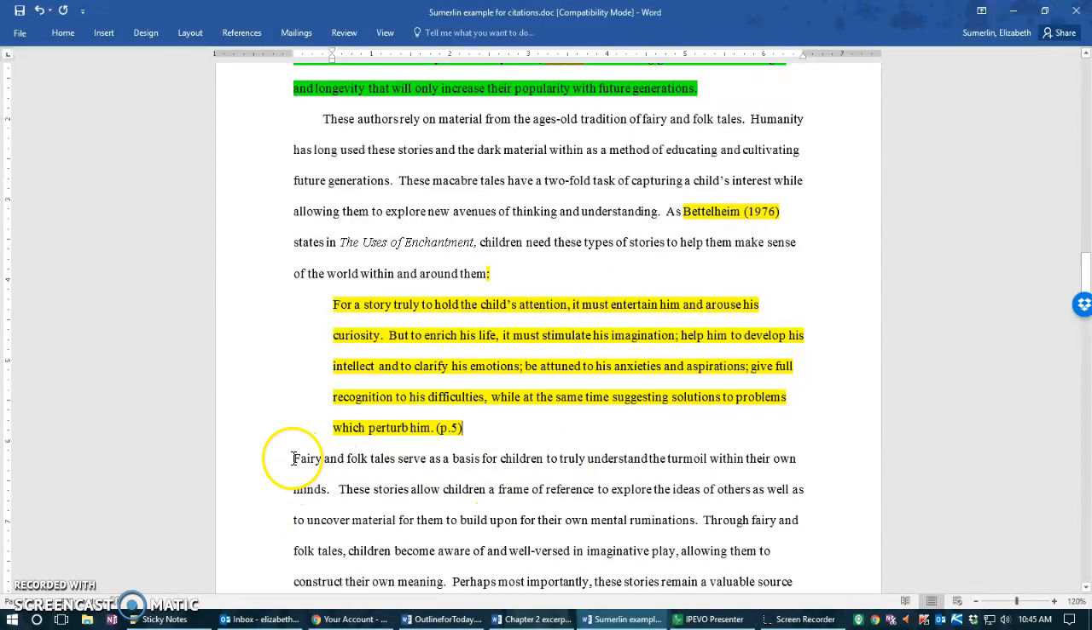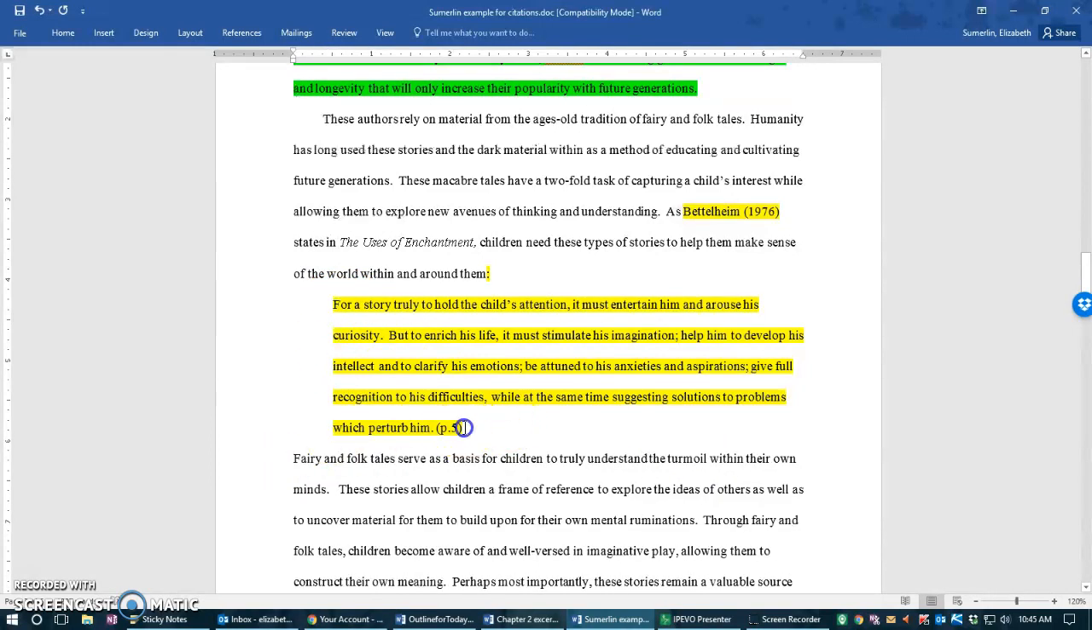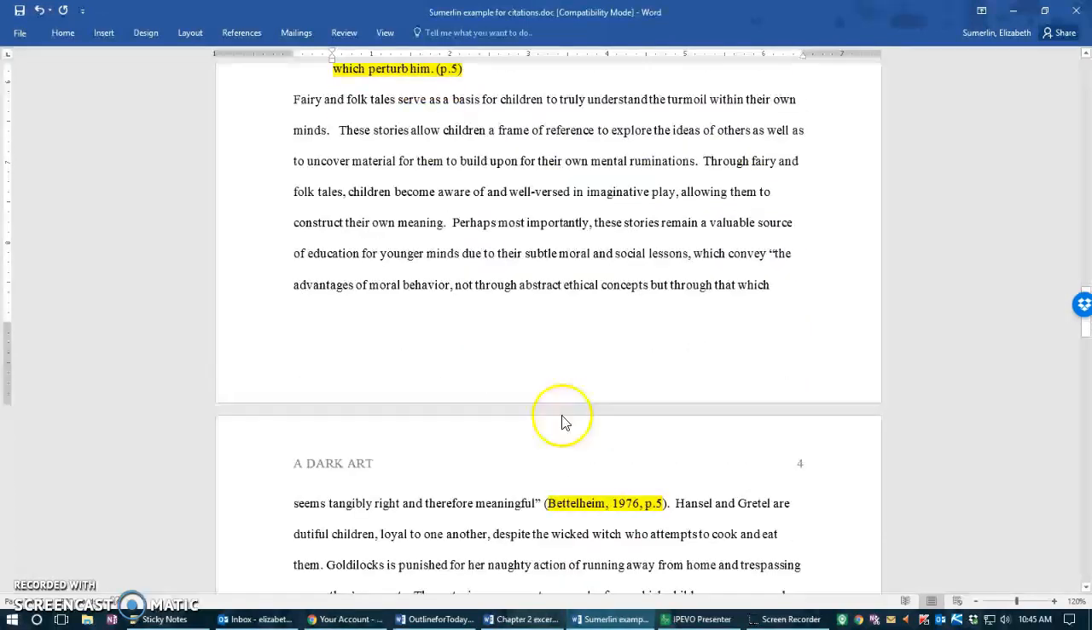Then you start your paragraph with no indention. You're continuing on with your paragraph. This is how you do a block quote. It should look exactly like this. It should not look like this. It should not look like this. It should not look like this. All of that is wrong. It should look exactly like this. Now moving on. Let's scroll through the rest of this paper.